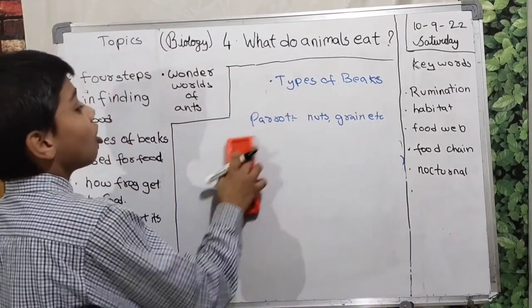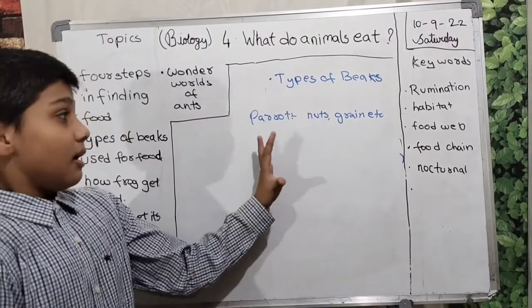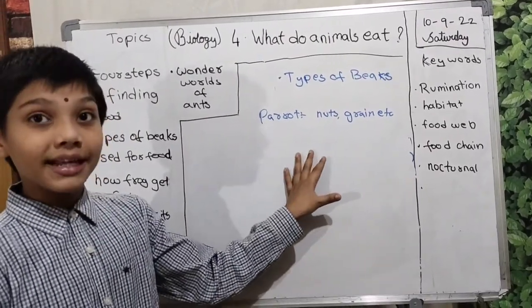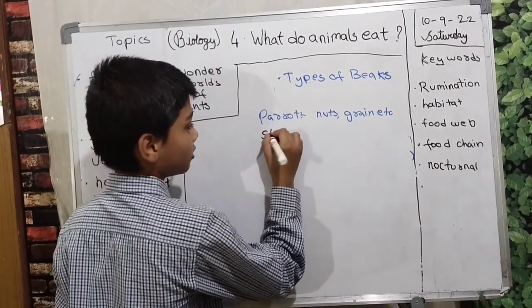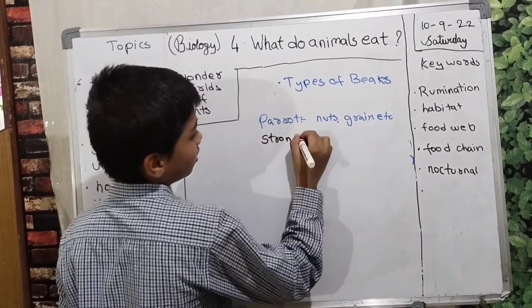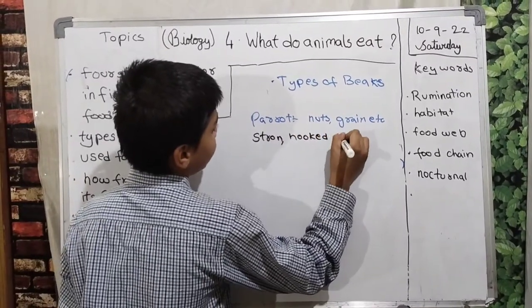Parrot has a strong and hooked beak. By the help of this, the parrot has a hooked beak. Parrot has a strong, hooked beak.